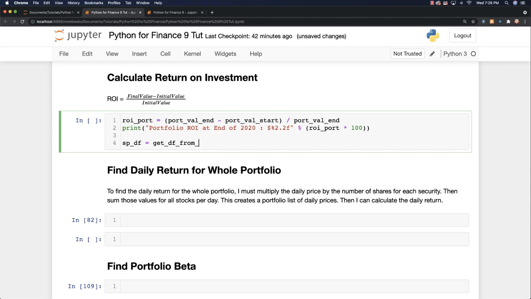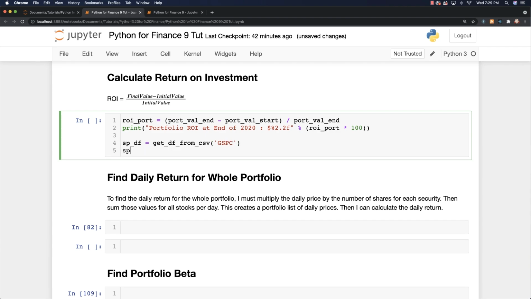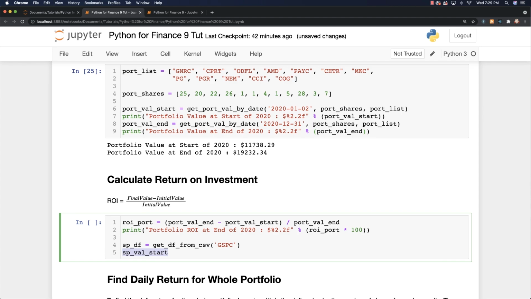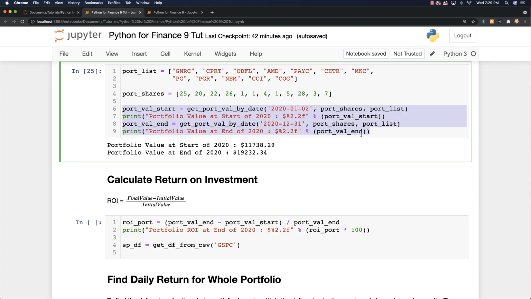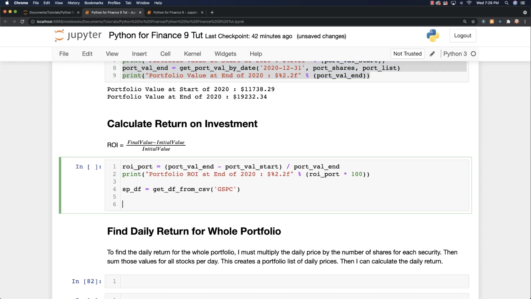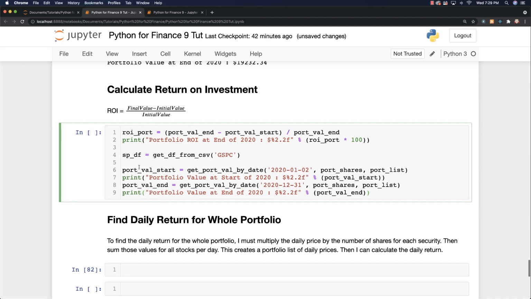So DataFrame from CSV. And remember, this is GSPC like that. And I am going to go SP value start. Well, actually, you know what? I'm just going to, why do that? I'm going to get rid of that, and I'm going to get both of these guys right here. So I'm going to paste those inside of there, and I'm just going to change this to S&P value start, and I pass in SPDF. So SPDF. This stays the same, I believe. Yes, this is fine. And get prices.